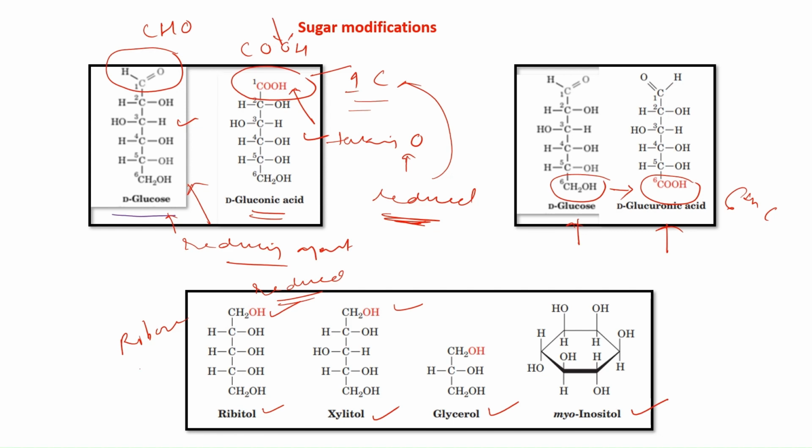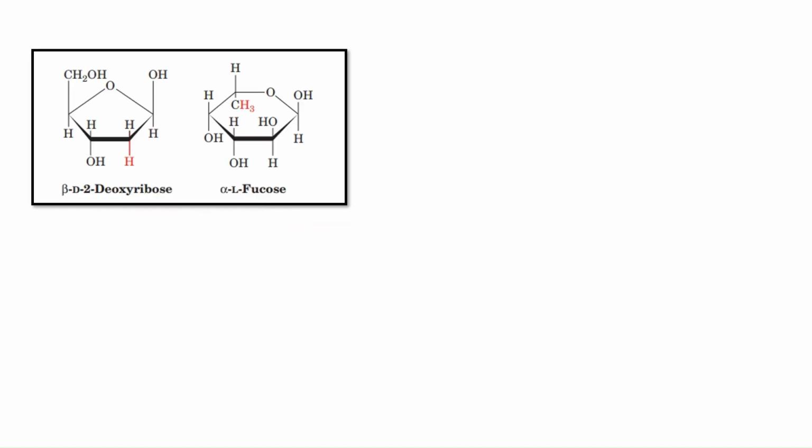Ribitol, the corresponding sugar is ribose. For xylitol, you have to find. For glycerol, you have to find. And for myoinositol, you have to find the corresponding sugar. You'll get this answer from the carbohydrate video part 1. So in all these cases, what happened is reduction. Next modification, deoxyribose. That means from the second position, oxygen is missing. So deoxyribose. From the ribose sugar, oxygen is missing.